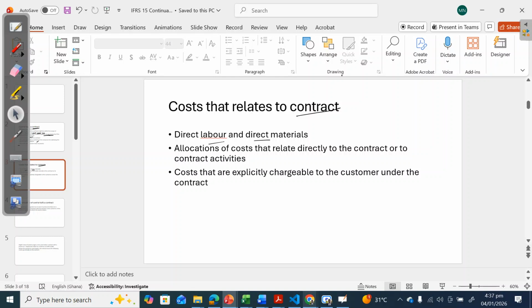Okay, and then allocation of costs that relate directly to the contract or to the contract activities. So any costs that relate to the contract activities is also a contract cost. Then we have any cost that is chargeable to the customer. Maybe in the agreement, the contractor will charge the cost to the customer. So if the cost will be charged to the customer, it is also a contract cost.